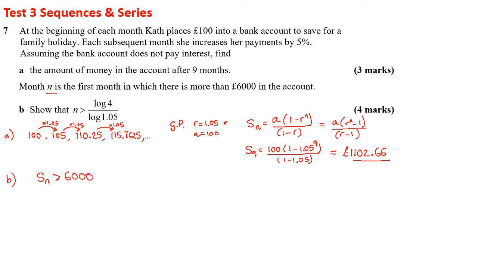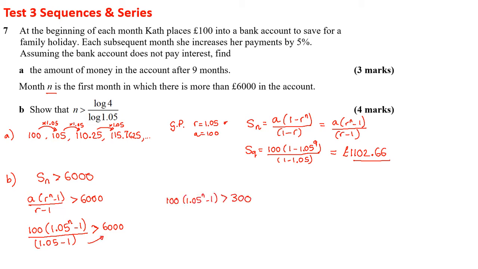Plug in the formula. I have taken care to use this version of the formula this time because I'll have 1.05 minus 1 on the bottom, so this just avoids the negatives when r is greater than 1. So plug in our values for a and r. The denominator here is 0.05, so I'm going to multiply up by that. Divide both sides by 100, and then add 1.